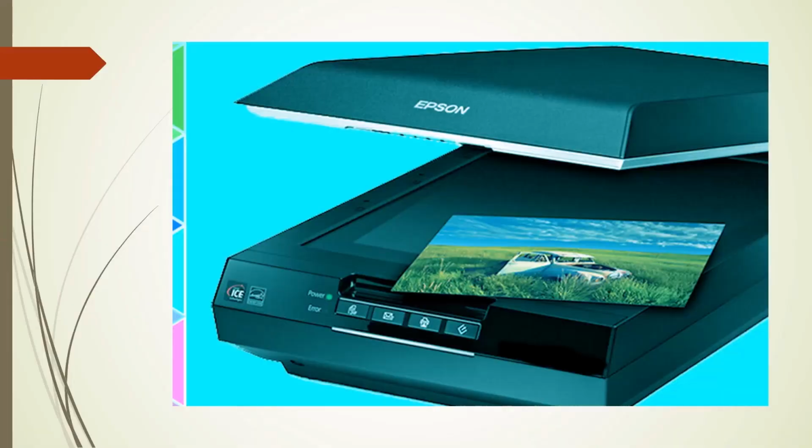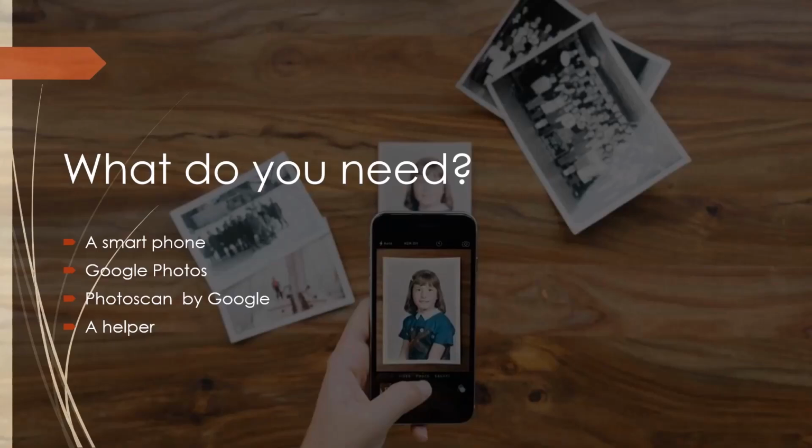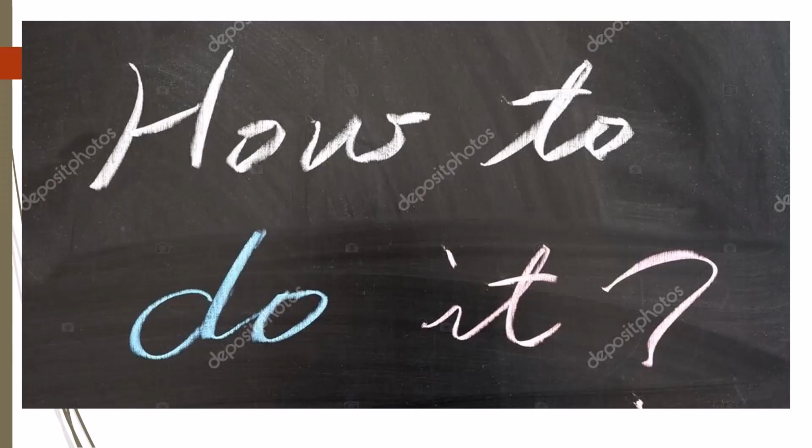And again, we're not going to be using a scanner. So what do you need? Well, you need a smartphone. You need Google Photos. You need PhotoScan by Google. And you need a helper. A helper is always a good thing to make this go real fast. See if you can beat my record of 13 minutes. How did I do it? The trick is coming up.